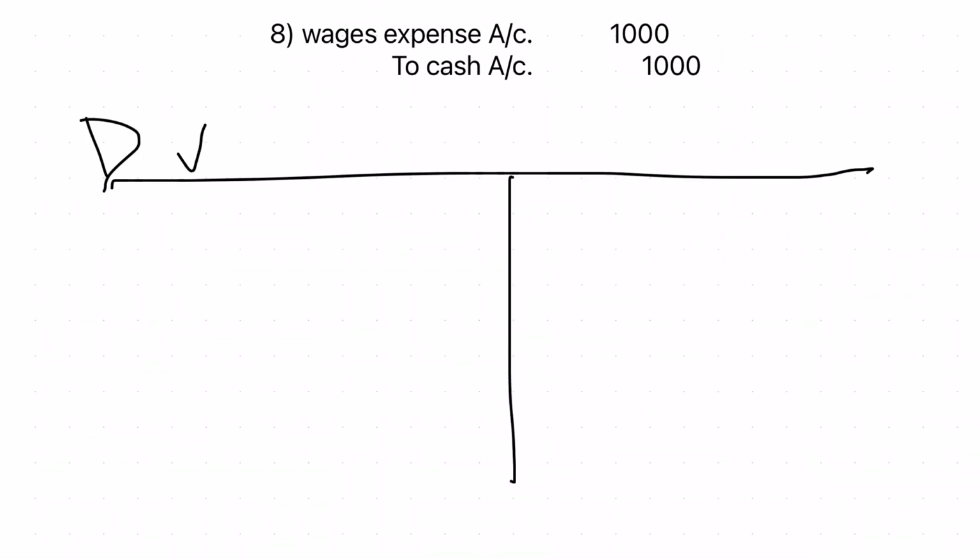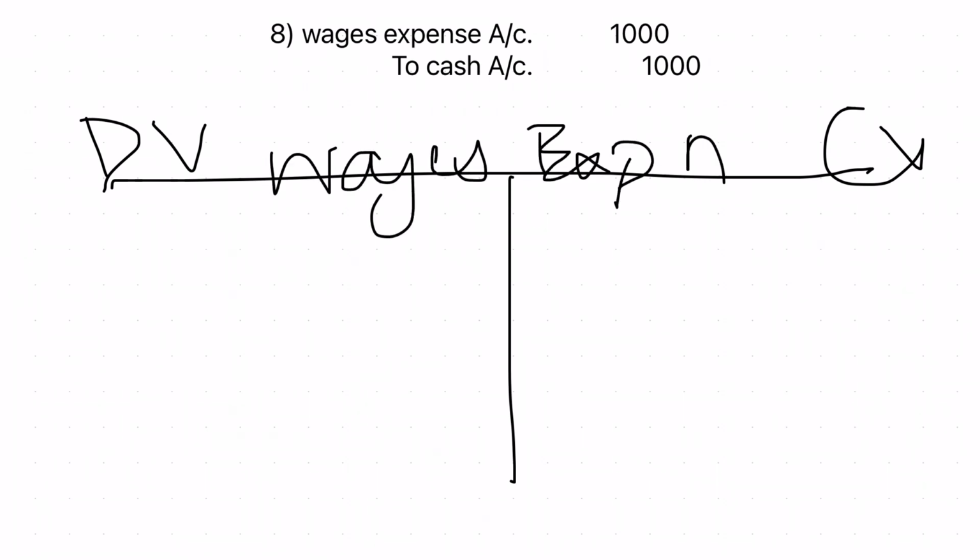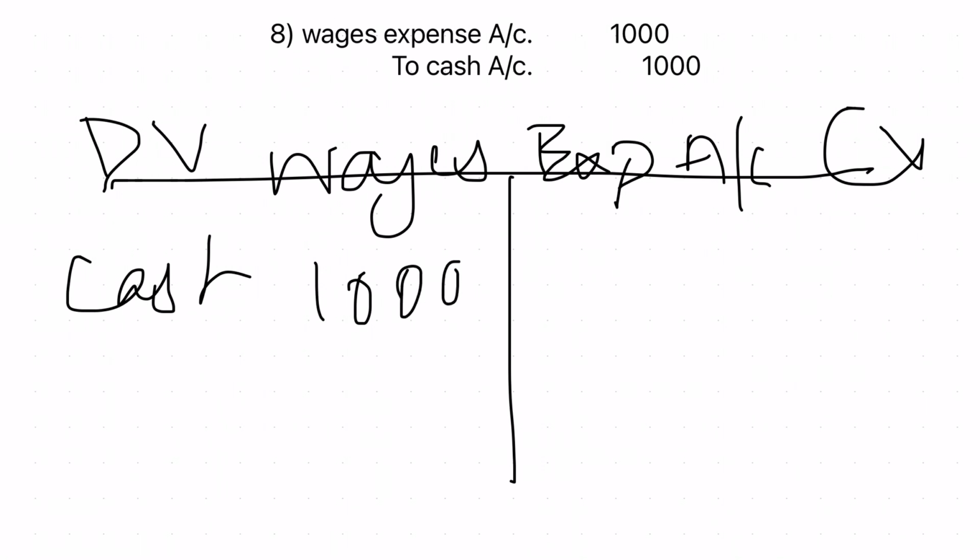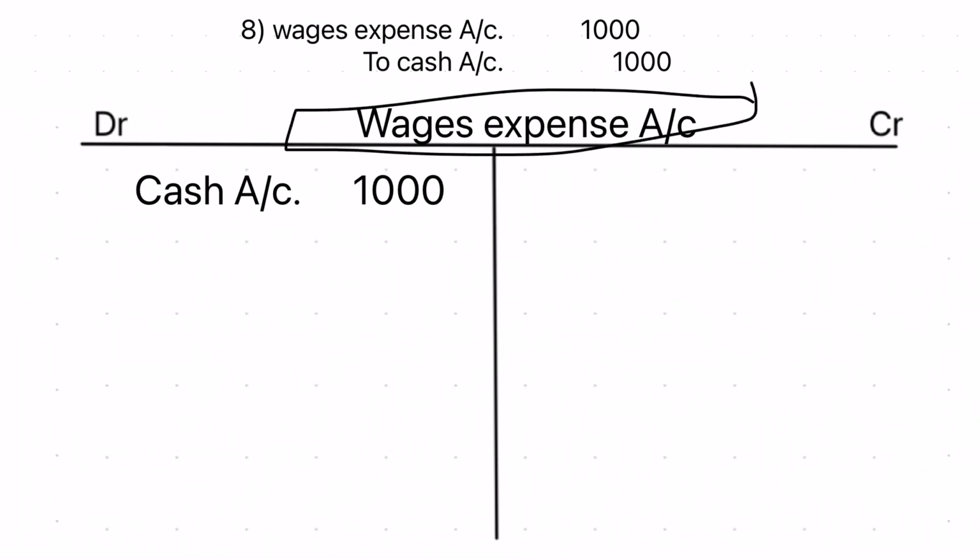Now let us talk about the last transaction of today's lecture. Here we write debit, credit as usual, and wages expense account. Basically according to the concept, expense is increasing. Whenever there is increase in expense, it will be debited, and the reason behind debit is the cash. So the wages expense account gets debited with cash 1,000 rupees. Here is the clear picture of the above transaction.